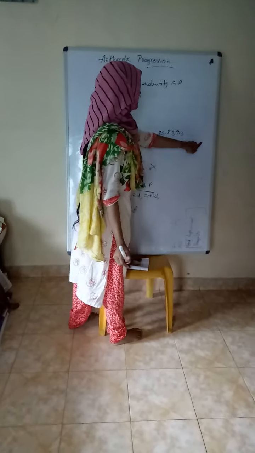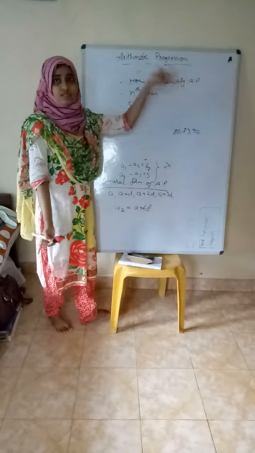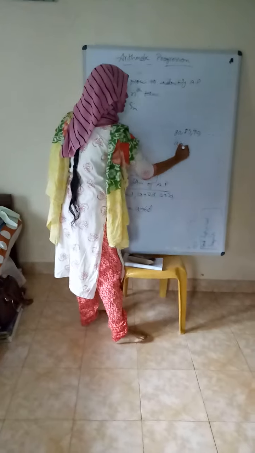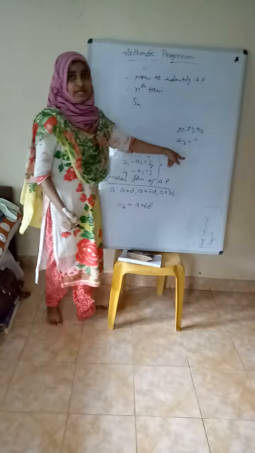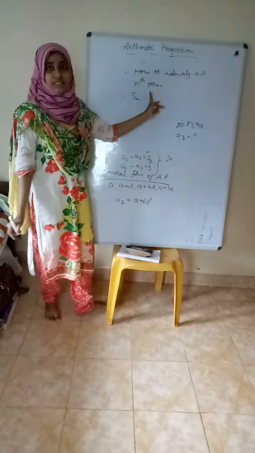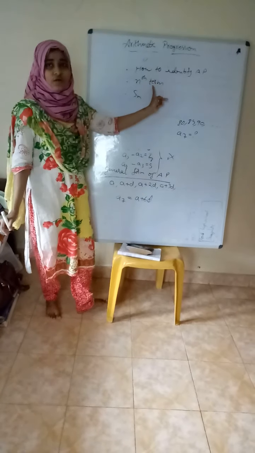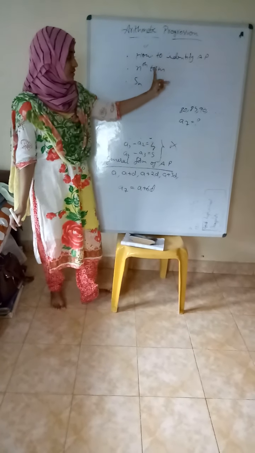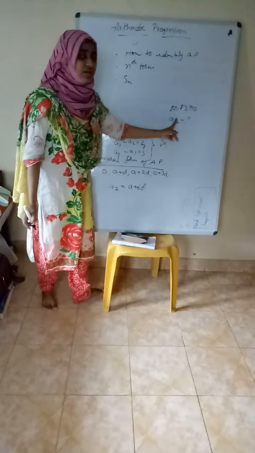They have given 3 numbers. Then they might ask, this is the first term, second term, third term, right? They might ask, what is the 7th term? What is A7? So how will you find that A7? Using the nth term. AP has one formula to find the nth term. So using the nth term formula we can find A7.